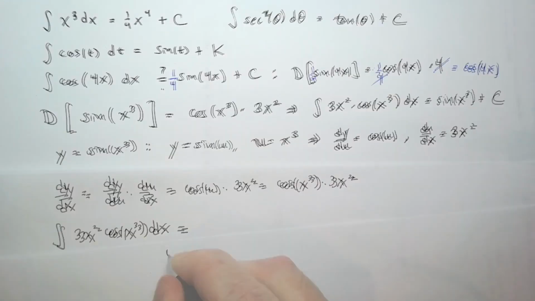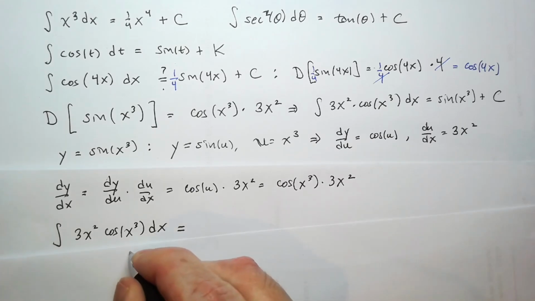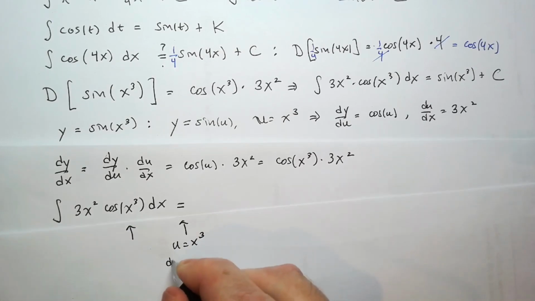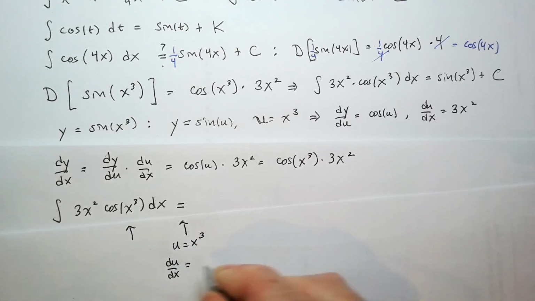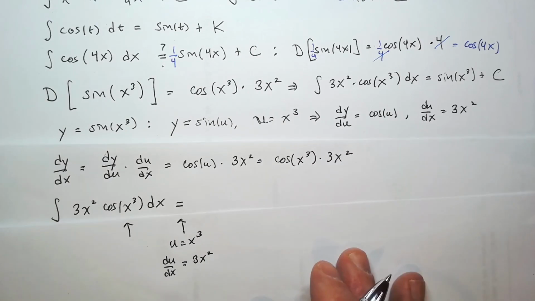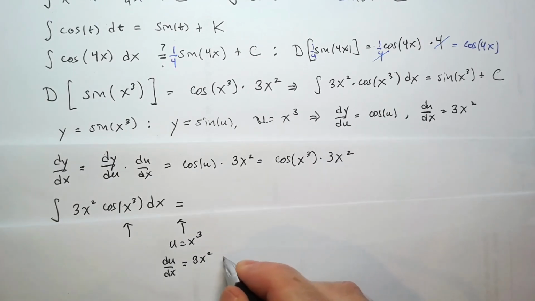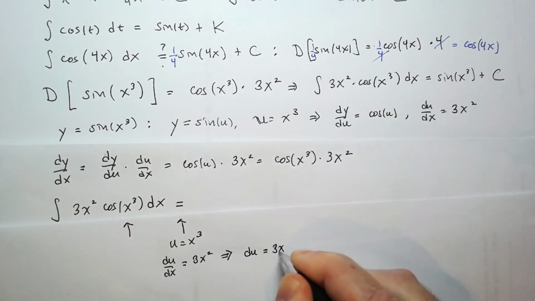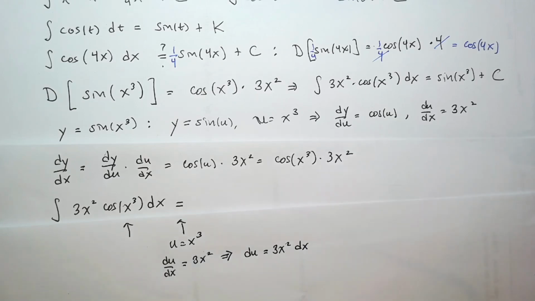Let's do that here. I'm going to let this inside part of the cosine function be u. I'm going to write u equals x cubed. That tells me that du/dx will be 3x squared. You may remember differential notation. We could rewrite this derivative statement as du equals 3x squared dx.